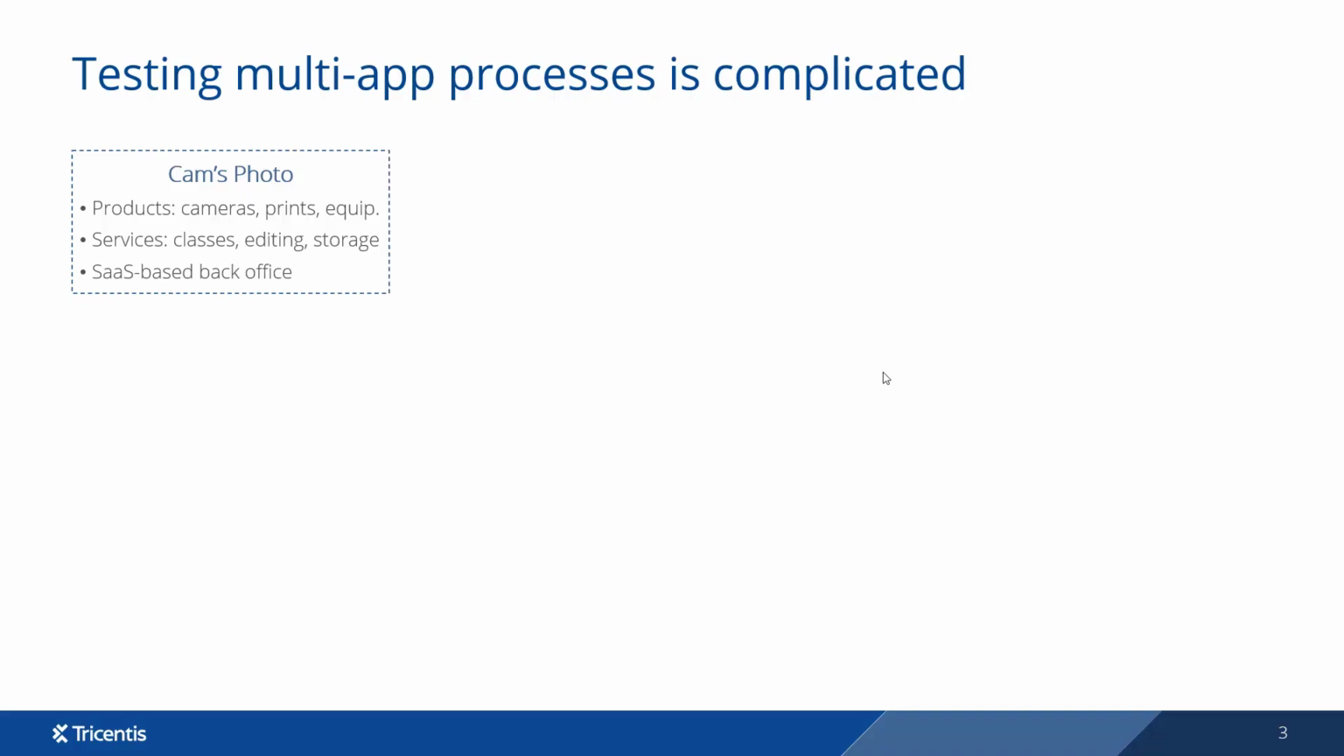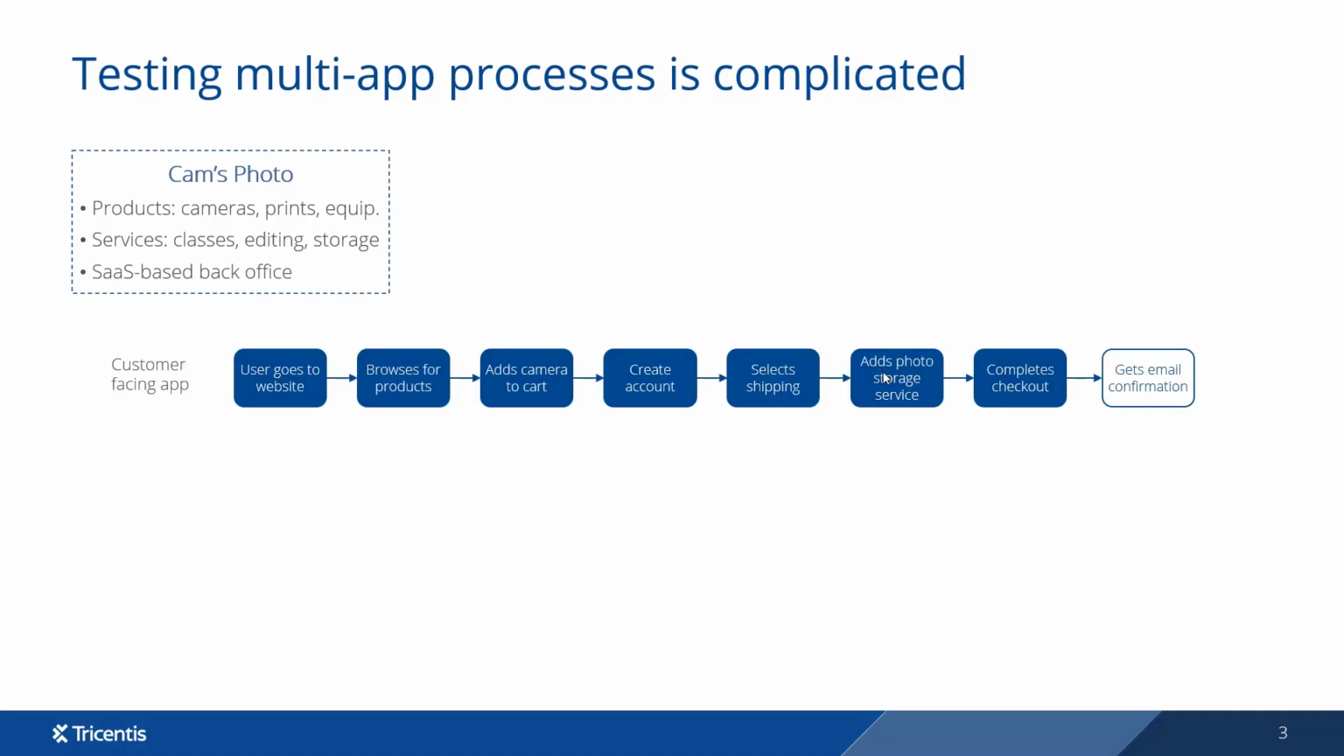So yeah, testing multi-app processes is complicated. What does that mean? It means that, let's say you have a very basic use case in your application. You would like to test some flow of your application's checkout process. In this particular case, what I have on the screen is a subset of things that a user would go through when adding an item to a cart, selecting the checkout process, shipping, payment, and completion.